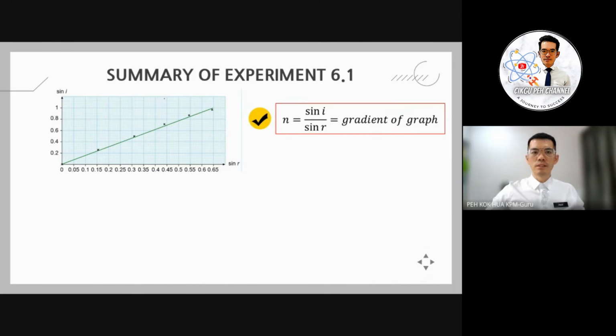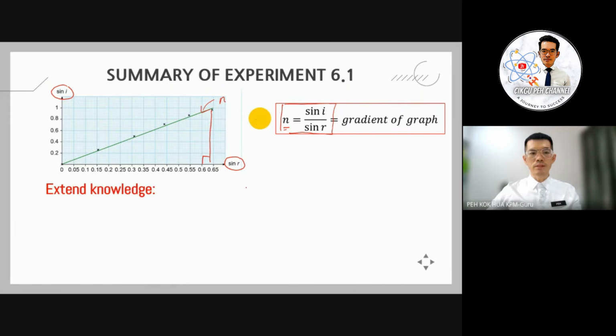Let's see the summary of Experiment 6.1 that you have already done together with your school teacher. Basically, you learned to draw the graph of sin i against sin r, and you will get a graph with a straight line passing through the origin. The graph will be used to determine the refractive index of the glass block with the formula sin i over sin r, so that we know the gradient of this graph represents the refractive index of the glass block.